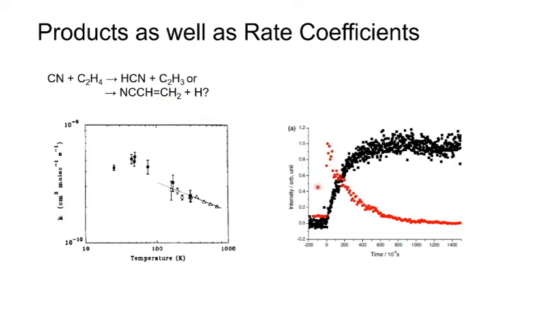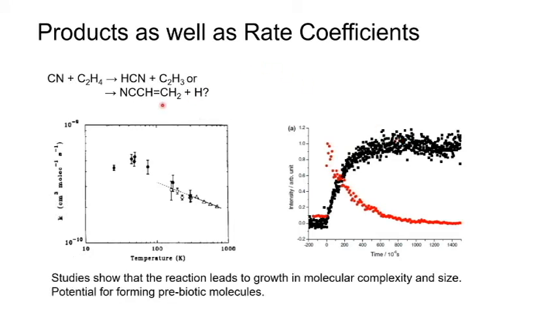We generated CN radicals at time t equals zero by a laser pulse. And then we were able to follow the decay of CN, but we could also follow the production of H atoms, which are shown by the black points here. And what we can see is that there is a temporal correlation, a one-to-one relationship between the disappearance of the CN and the production of the H, which shows that the predominant reaction is this one here, generating a more complex molecule, which can actually undergo even further chemistry, and the H atom.